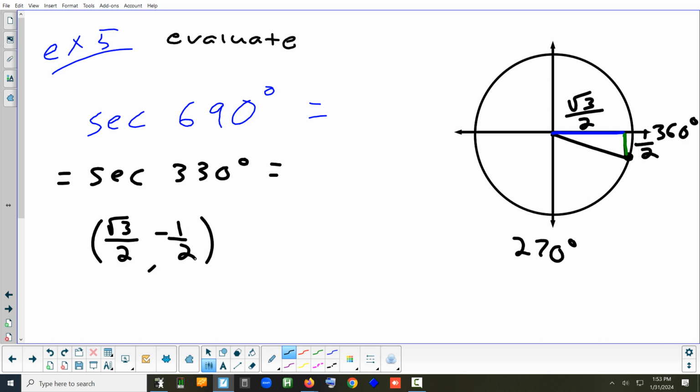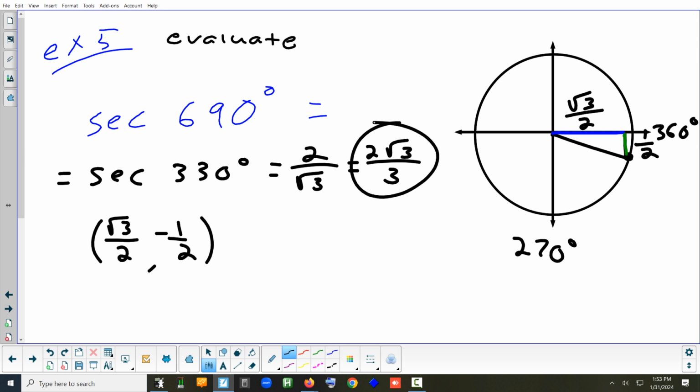Okay, so secant. That's one of the ones we have to flip. What do you flip to get the secant? You're going to flip the x. So it's going to be 2 over the square root of 3. And how about when you clean that up? 2 times the square root of 3 over 3. Yep. Any question on that one?